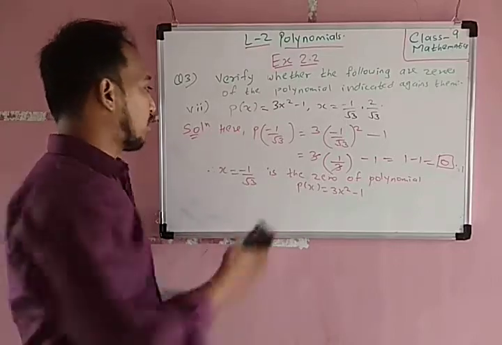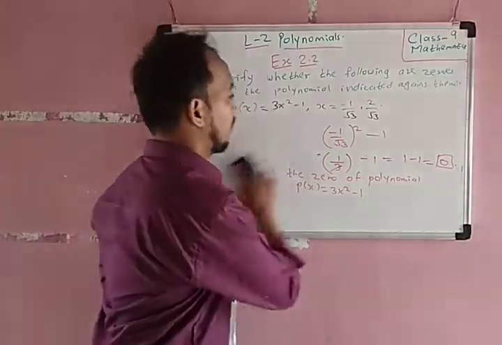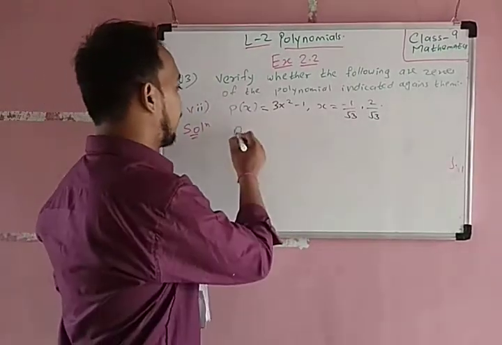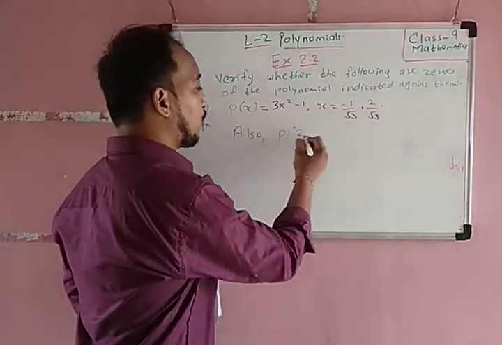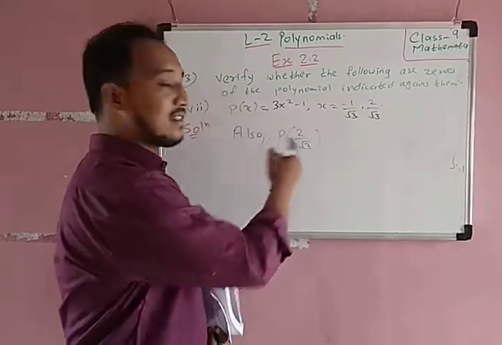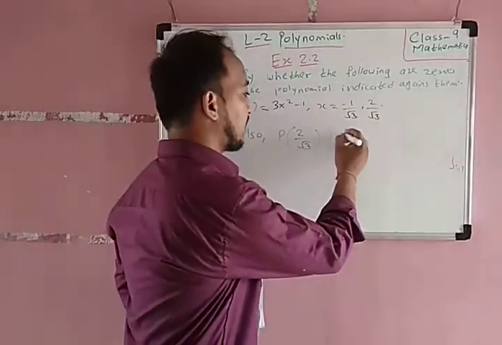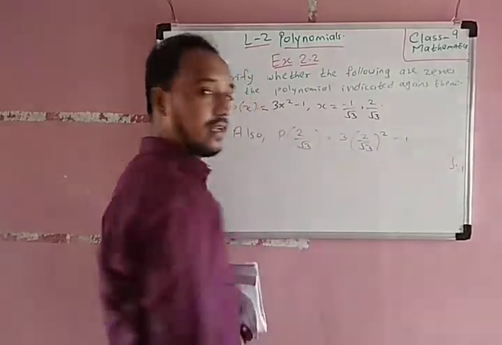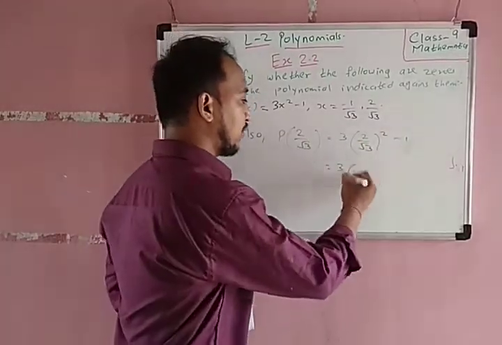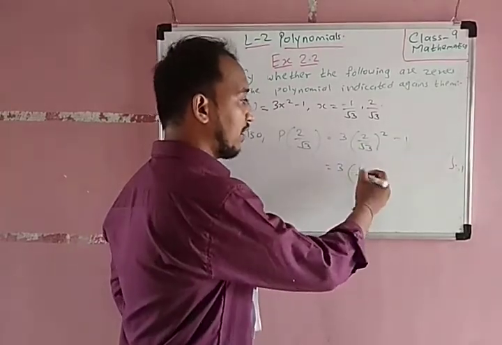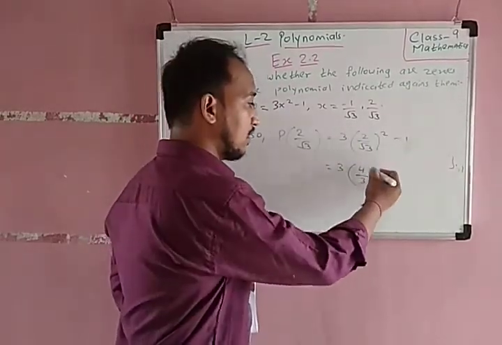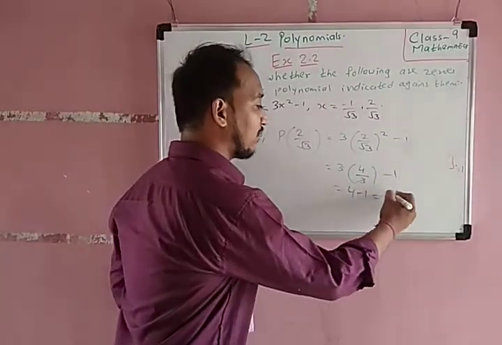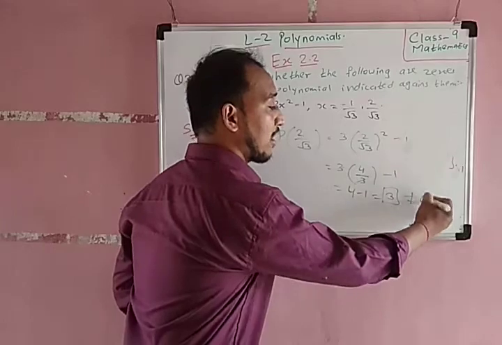Same way we have to do it for 2/√3. So in place of x we will put 2/√3, which is 3 into (2/√3) whole squared, minus 1. That is 3 into 4 divided by 3, minus 1. The 3s cancel out. What remains? 4 minus 1, that is 3, which is not equal to 0.